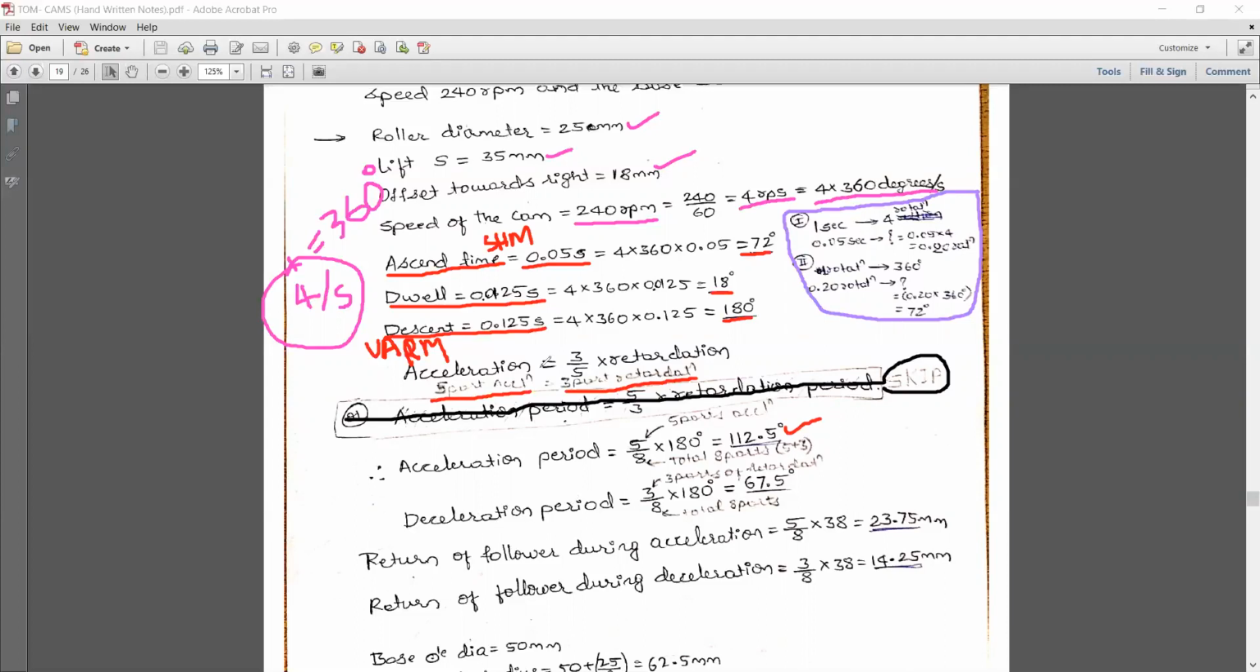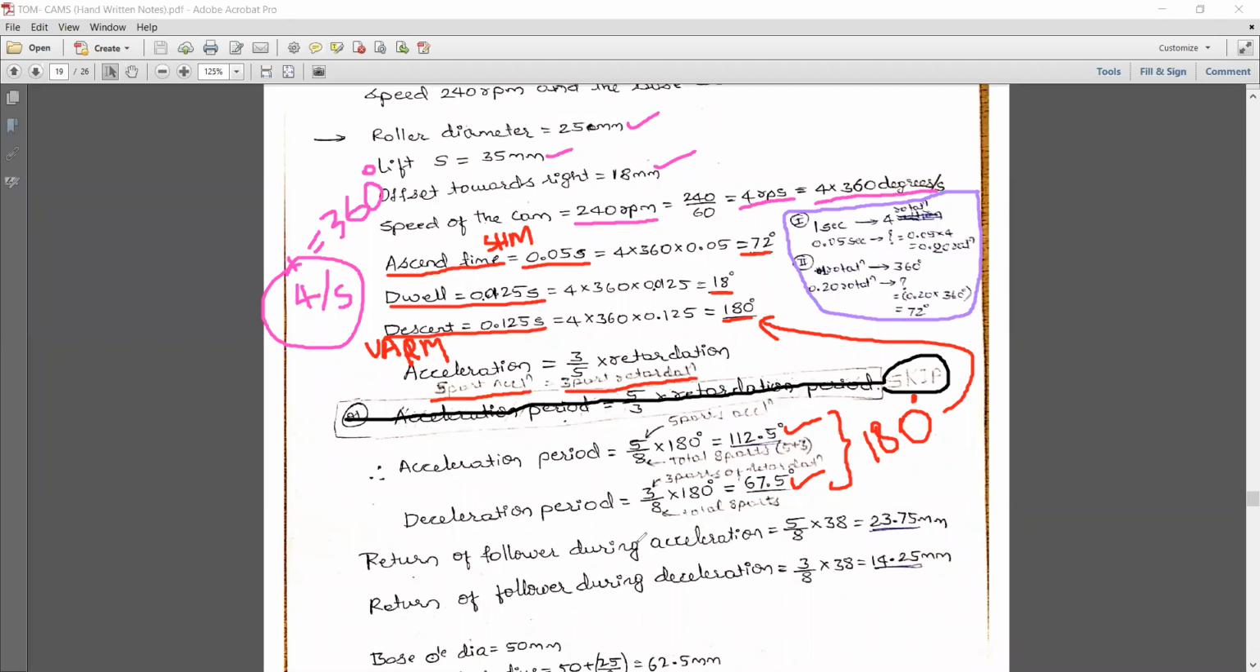Similarly, deceleration is how many parts? Deceleration is 3 parts. So 3 parts divided by 8. Among the total 8 parts, 3 parts belong to deceleration, multiplied by this 180 degrees, that is 67.5 degrees. So if you add both, what happens? You will get 180 degrees only. Am I right? 112.5 plus 67.5 is 180 degrees, which is directly related to this. Clear? Okay.